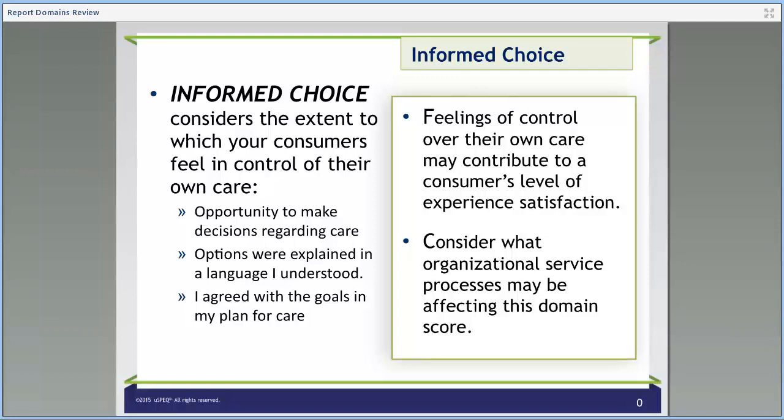Next is informed choice. This domain will give insight to how your consumers believe their opinion is received in regards to their service. Results will show how important the service providers make them feel, especially when it comes to making decisions and reaching their goals in your organization. If you are seeing low % positive rankings, areas in which efforts may be focused include organizational service processes and looking into how the service providers are communicating with the consumers about their care plans.